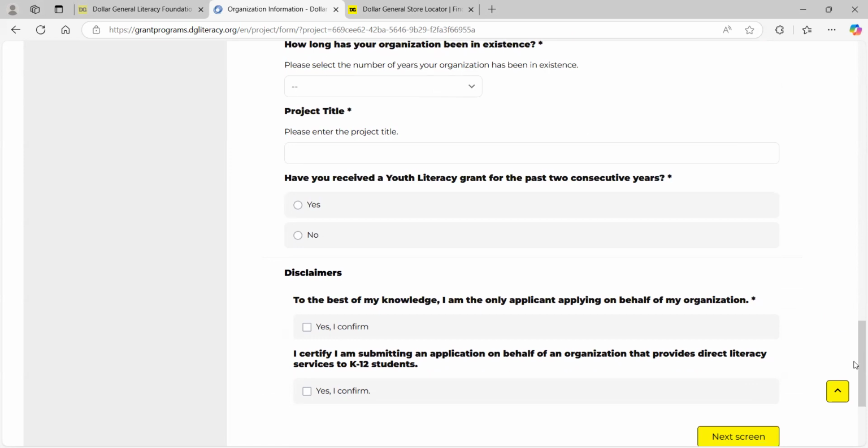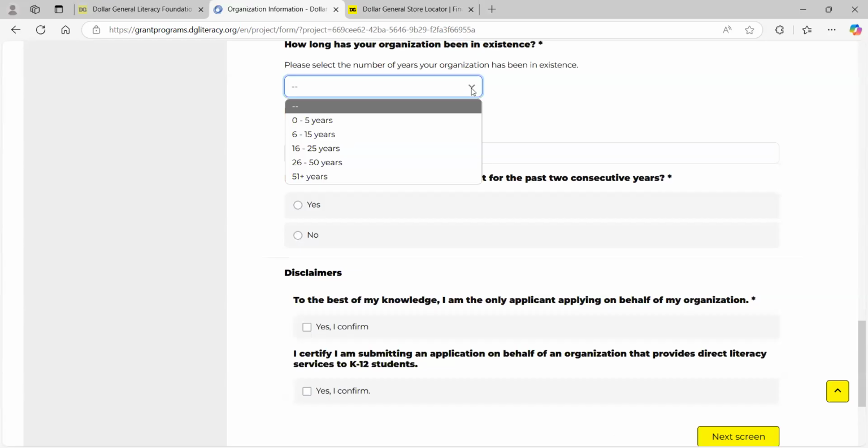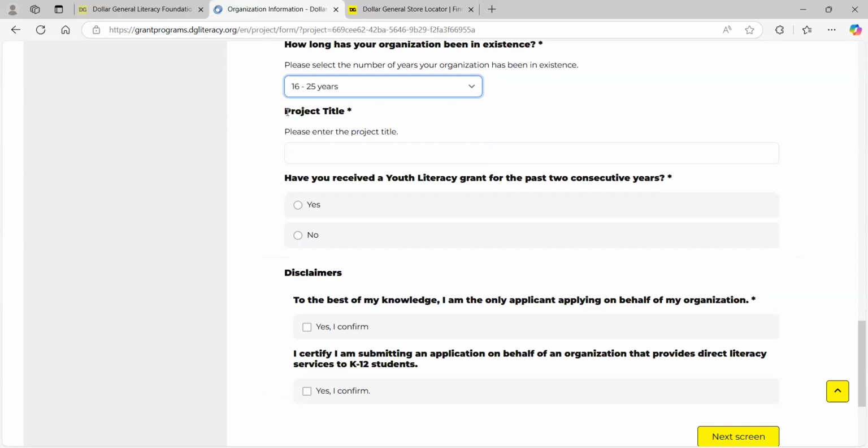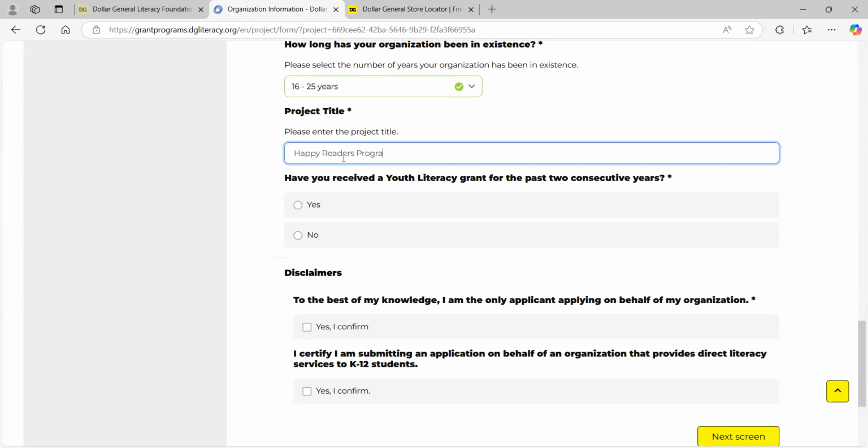Now, the next question is, how long has your organization been in existence? Ever since 2006. So what is that? Almost 20 years. So between 16 and 25 years. Please enter the project title. Remember, before, the application was asking for the organization information. Now we need a project title. So I have for my project title, Happy Readers Program.